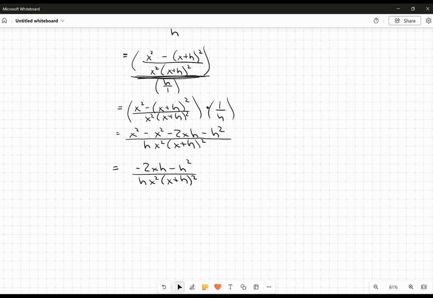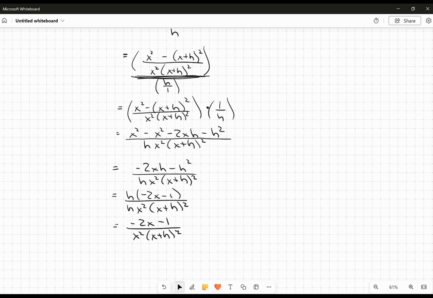But now notice what else happens. Now there's a common h to both terms in the numerator there, so I can factor that out. I'm going to get h times negative 2x minus h, all over h, x squared, x plus h squared. And the h's are going to cancel, and so you're left with negative 2x minus h over x squared, x plus h squared. And that's the final answer that we want to get to.